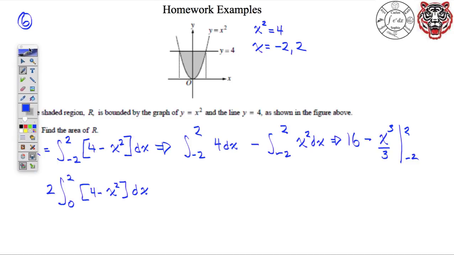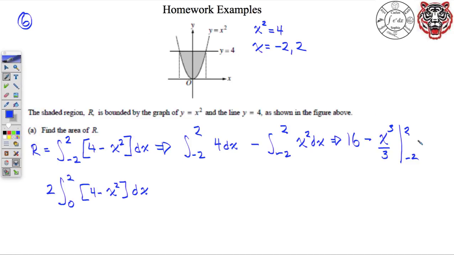I can move this out of the way, and I'm going to squeeze it in down here. So that's going to be 16 minus, when I plug in 2, that gives me 8/3, right? And when I plug in negative 2, what do I get? So this is going to be, I have to do minus because I'm going to do whatever's going to come next. And then plugging in negative 2 gives me negative 8/3, exactly. So minus minus, the negatives kiss, so it becomes a positive.